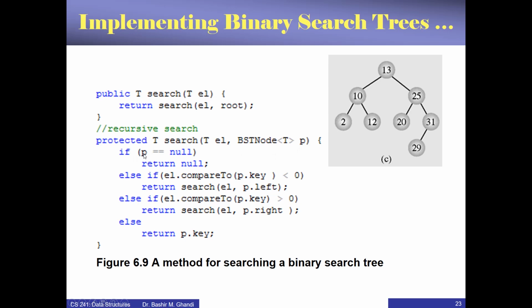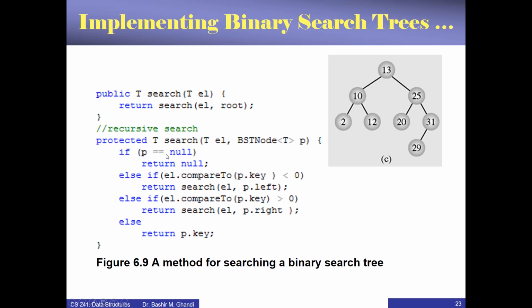So first it will check, is P equal to null? Because if P is null, it means we have reached one of the two possibilities that we mentioned here. Either we reach an empty or we reach a target. So if we reach null, it means the key doesn't exist, the target doesn't exist, and therefore just return null.